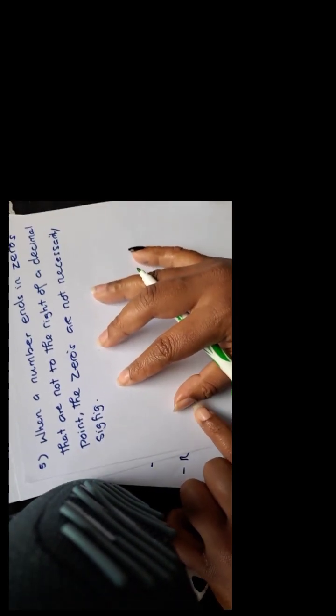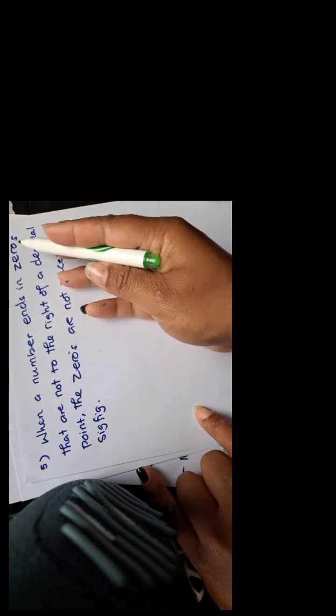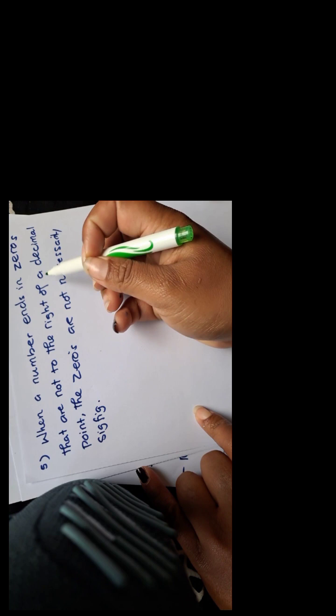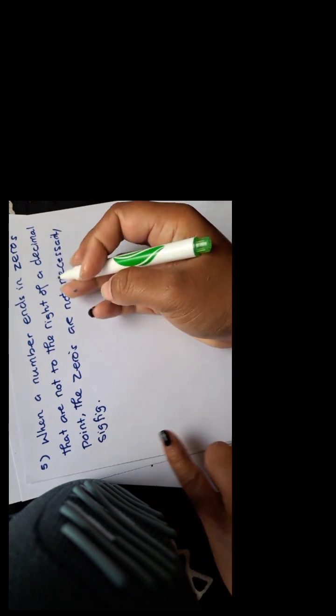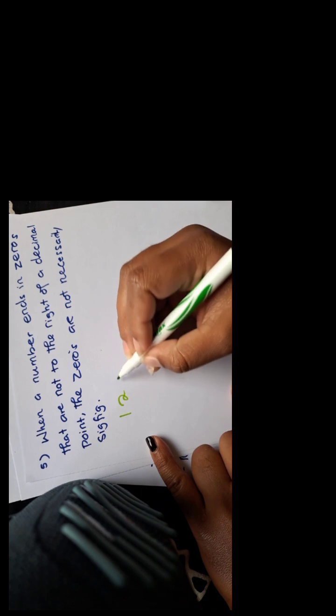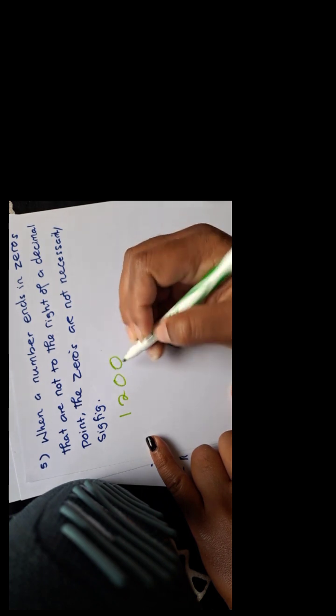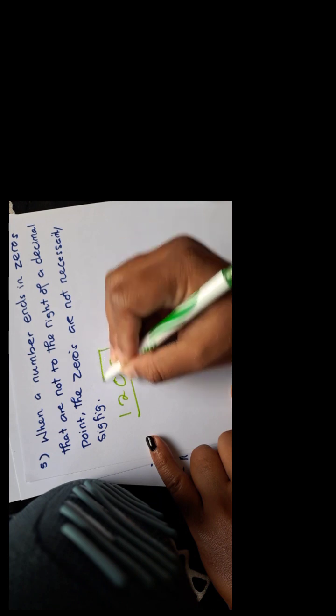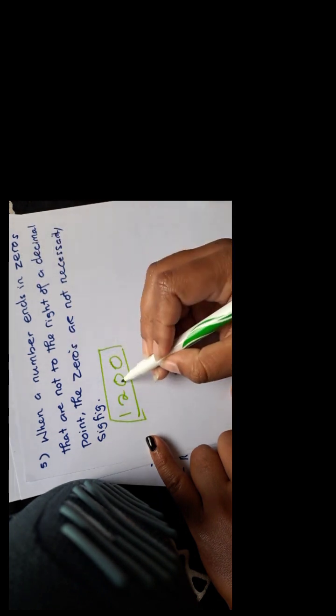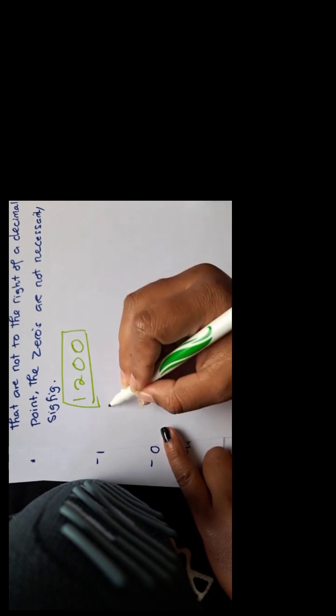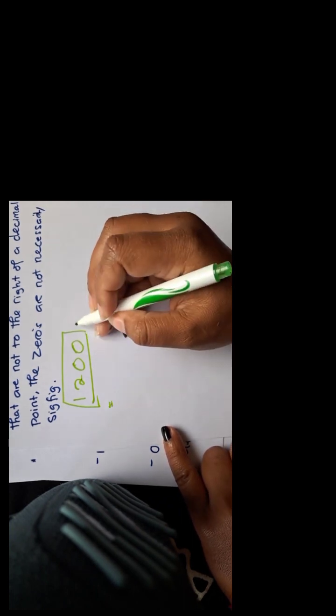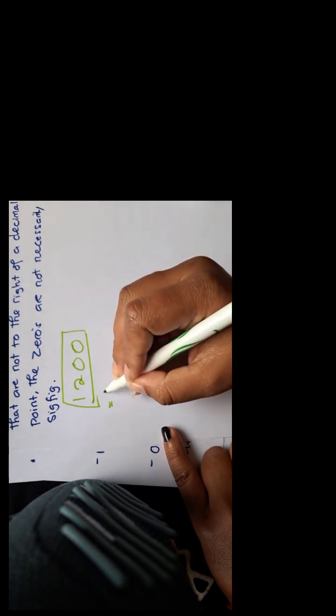The fifth rule says when a number ends in 0 that is not to the right of a decimal point, the zeros are not necessarily sig fig. So for example, if we have this, these are just numbers that end in zeros, at the right, but they are not after a decimal point. So these are not necessarily significant.